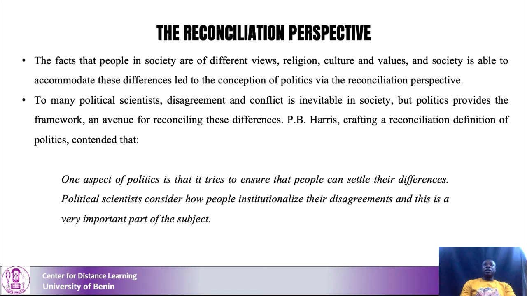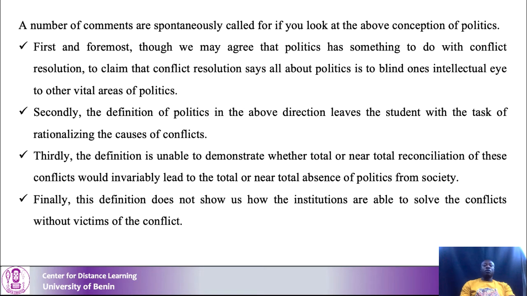Now, to many political scientists, disagreement and conflict are inevitable in society, but politics provides the framework, that's the platform, upon which an avenue for reconciling these differences is found. A reconciliation definition of politics, as contended by P.B. Harris, is that one aspect of politics tries to ensure that people can settle their differences. Political scientists consider how people institutionalize disagreements, and this is a very important part of the subject.